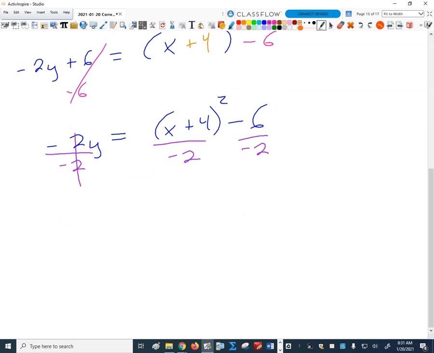And so we end up with y, which we could call f of x if we wanted, is equal to, let's write it in the form a times the quantity x minus h. So instead of dividing by negative 2, we'll make that a negative 1/2 times the quantity x plus 4 squared. And then minus 6 divided by negative 2 is going to give me a positive 3 at the end. And so we're there.